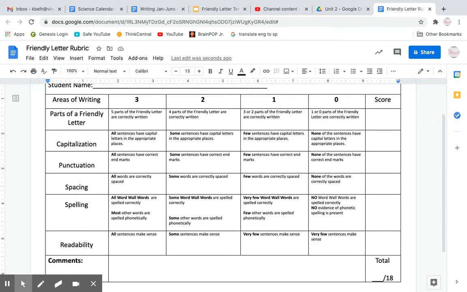Capitalization. I'm looking to see if you have capitals in the right places. Did you remember your person's name starts with a capital letter? Did you remember your name starts with a capital letter? So we'll take a look at that in our letter.